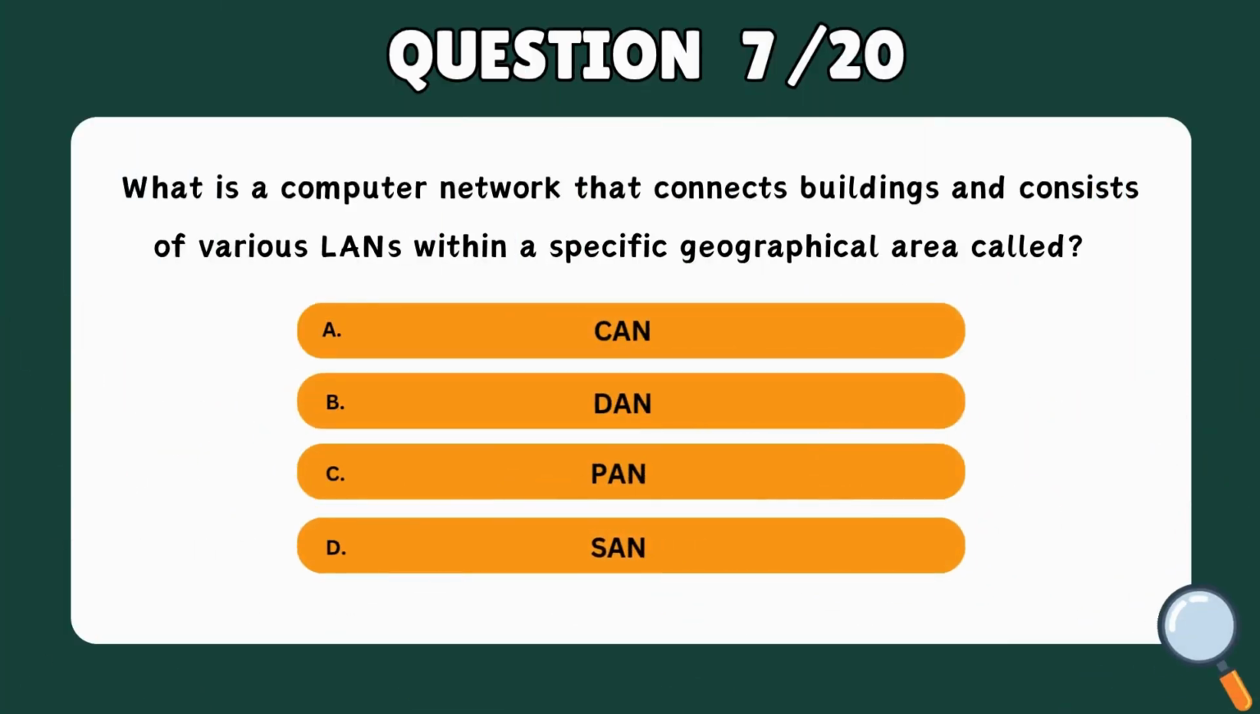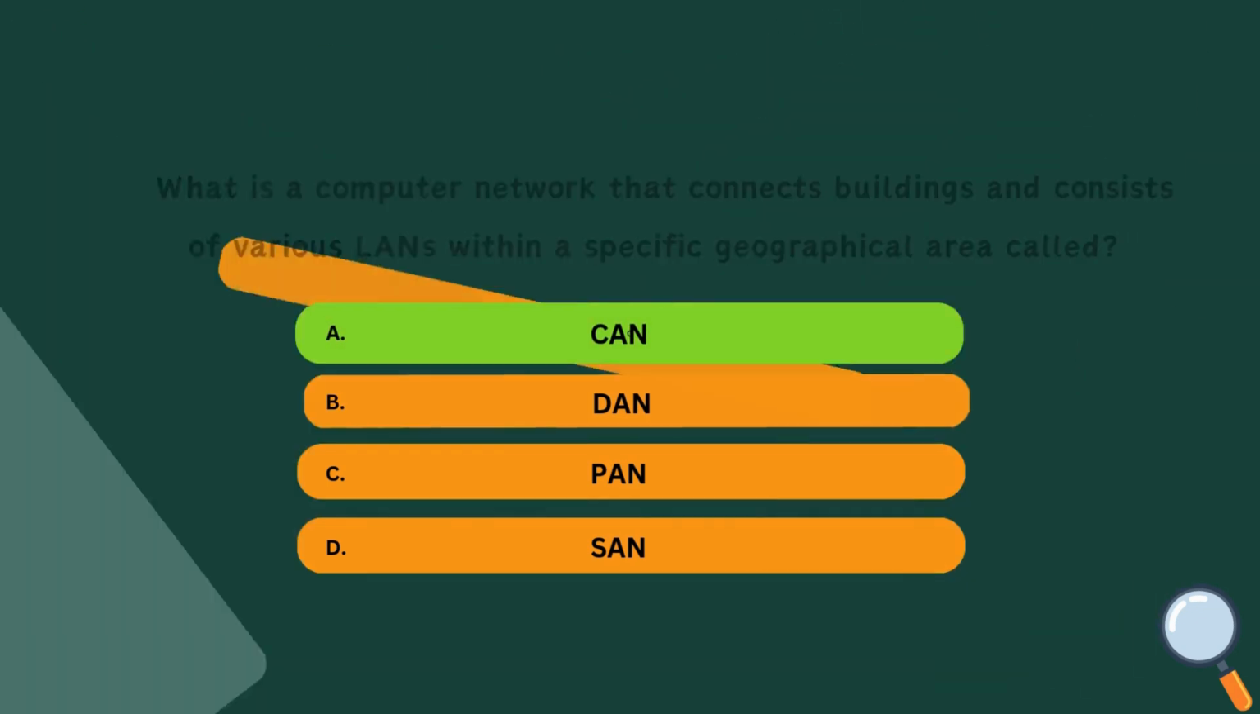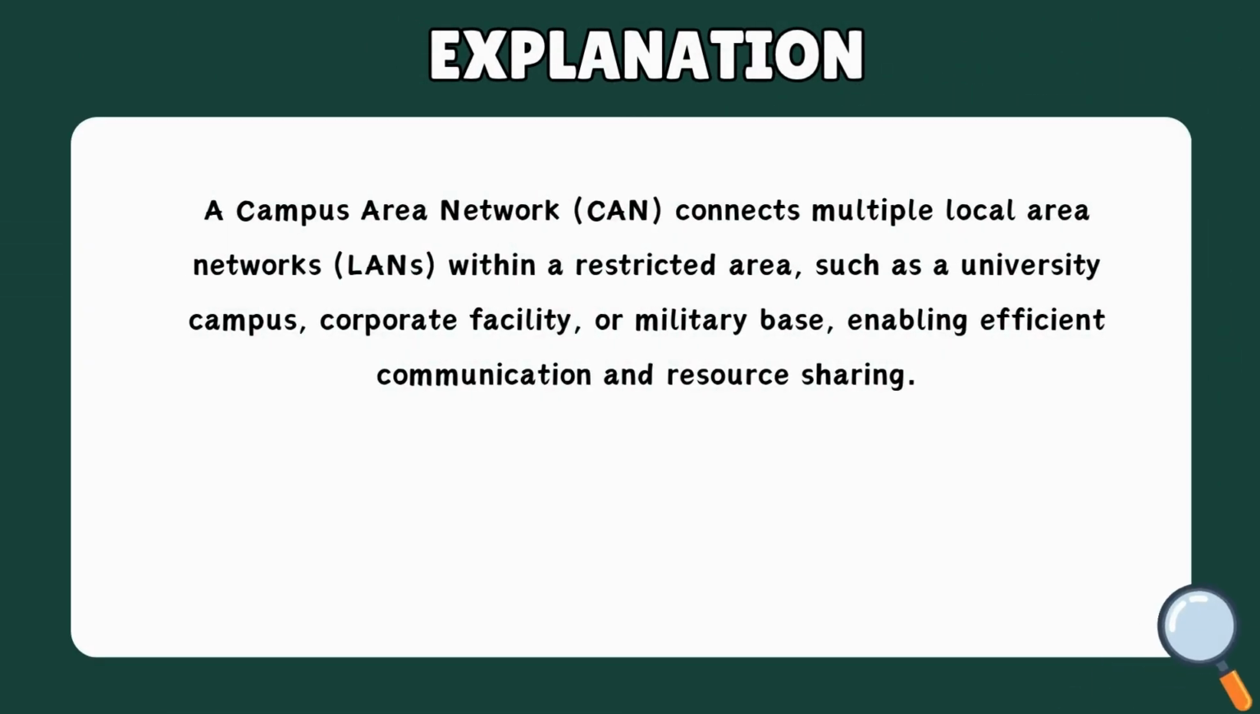Question 7. What is a computer network that connects buildings and consists of various LANs within a specific geographical area called? A. CAN, B. DAN, C. PAN, D. SAN. Correct answer: A. CAN. A campus area network, CAN, connects multiple local area networks, LANs, within a restricted area, such as a university campus, corporate facility, or military base, enabling efficient communication and resource sharing.